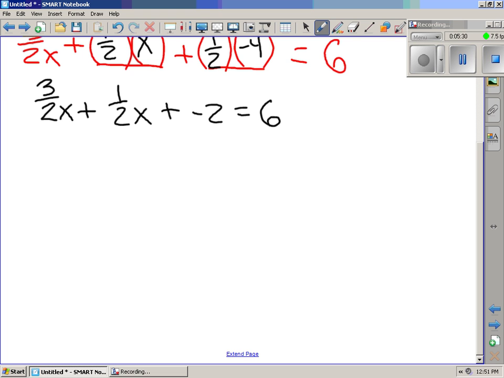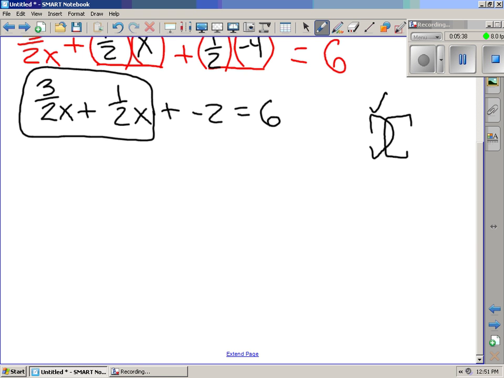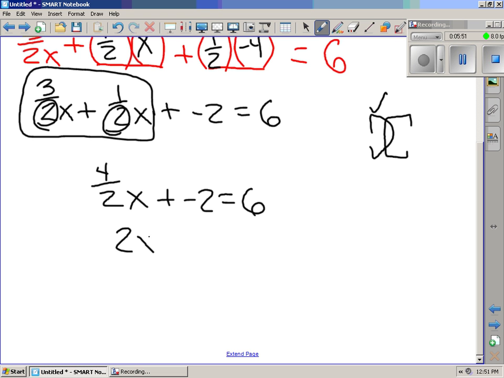At this point, we've used the distributive property, and now we are going to collect like terms. On the left side, 3/2 x plus 1/2 x, we can go ahead and add because they have the same denominator. 3 plus 1 gives us 4. 4/2 x is equal to 2x.